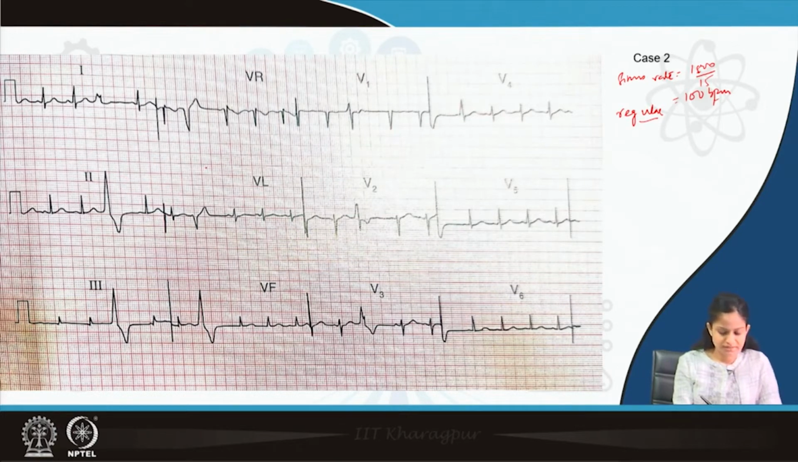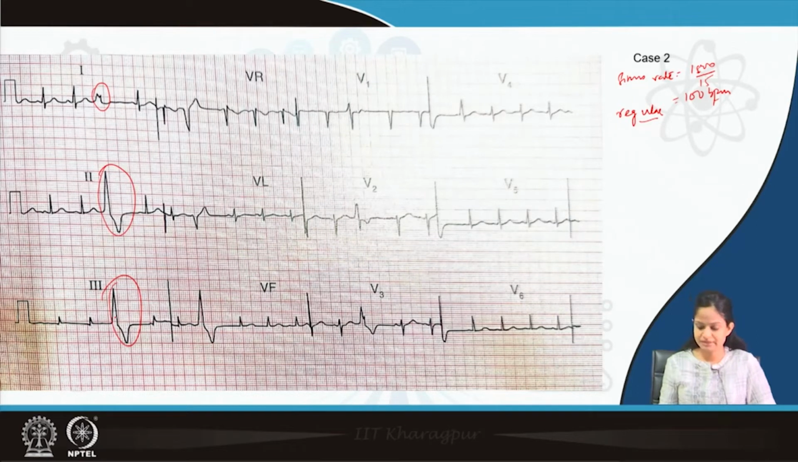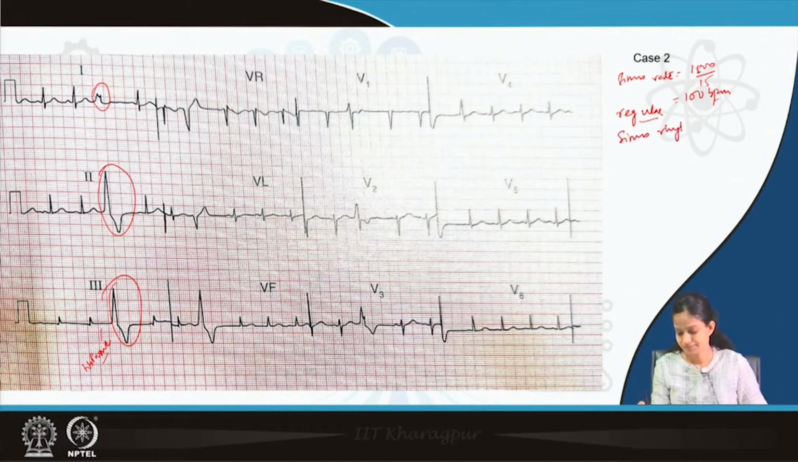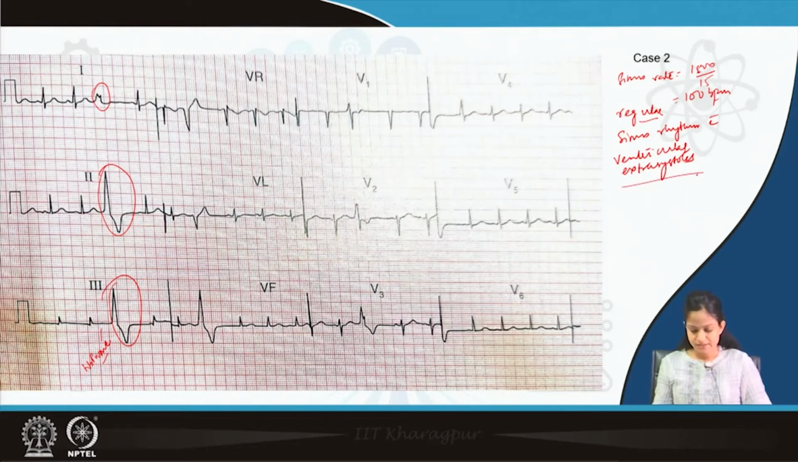First and foremost, we can see this beat, very characteristic of ventricular premature complexes, and this is not accompanied with a P wave. You can see no P wave. So, this is nothing but sinus rhythm with ventricular extrasystoles or ventricular premature complexes. So, we have no P waves also, what we get in case of ventricular premature complexes.